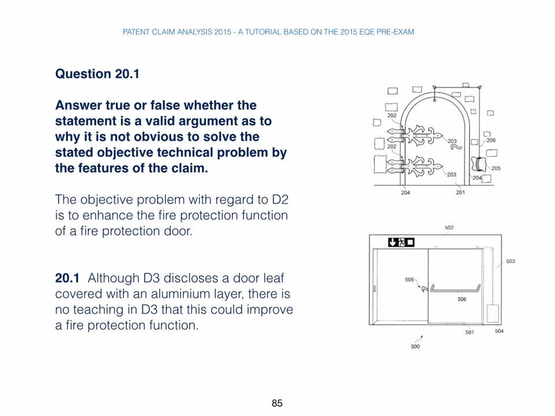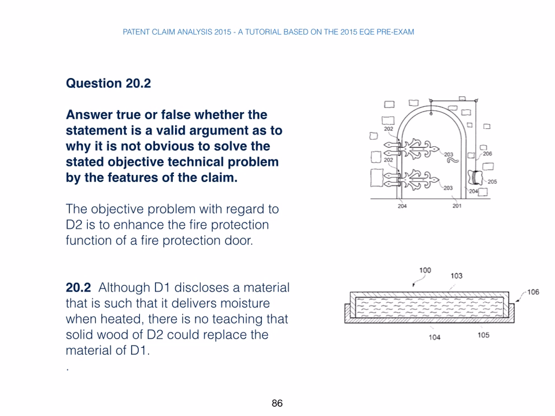Then we go to 20.2. We have a similar statement. Answer whether, let's see, statement 20.2 is, although D1 discloses a material such that it delivers moisture when heated, there is no teaching that solid wood of D2 could replace the material of D1. And you have to answer whether that is a valid argument why it is not obvious to solve the stated technical problem.